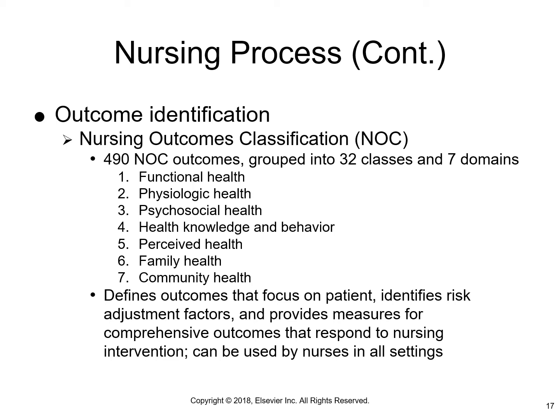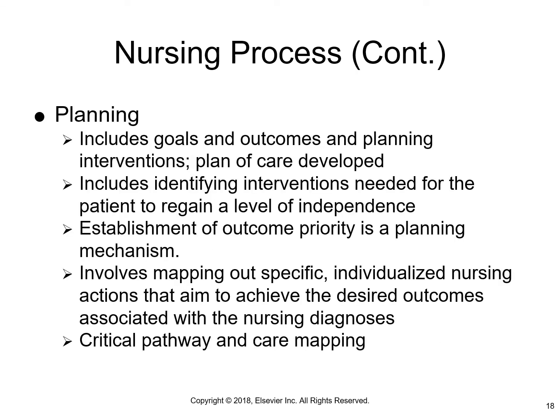Every nursing diagnosis is supported by outcomes or expectations that are specific, individualized, and expected, and they can be measured very objectively and clearly with signs of attainment or non-attainment. It is very important to individualize this in your plan of care. So in planning, you're including goals and outcomes as well as planning interventions, and the plan of care is developed, identifying interventions needed for the patient to regain a level of independence.